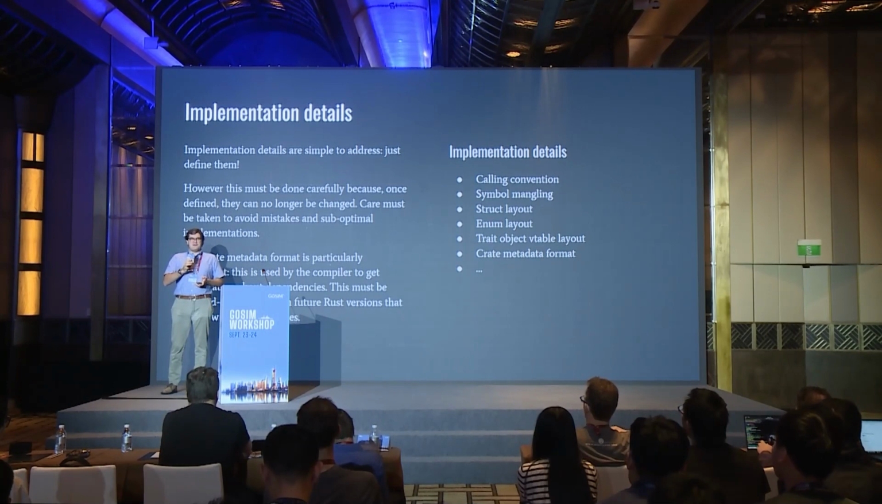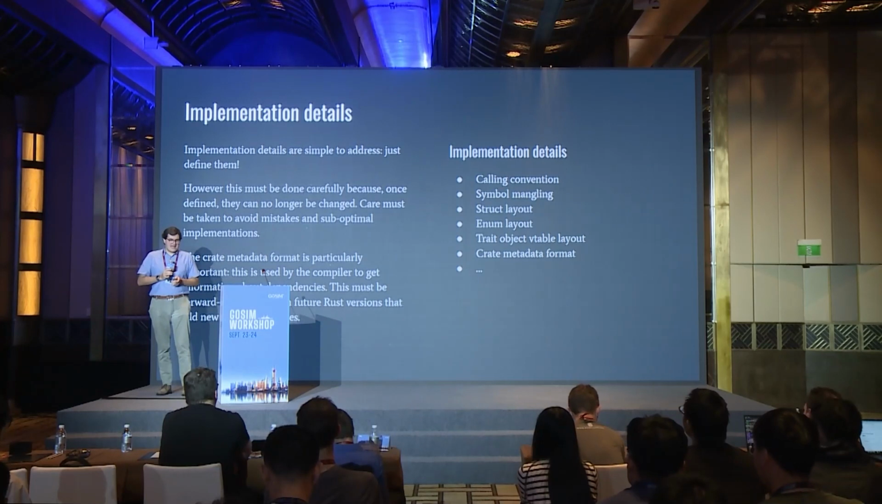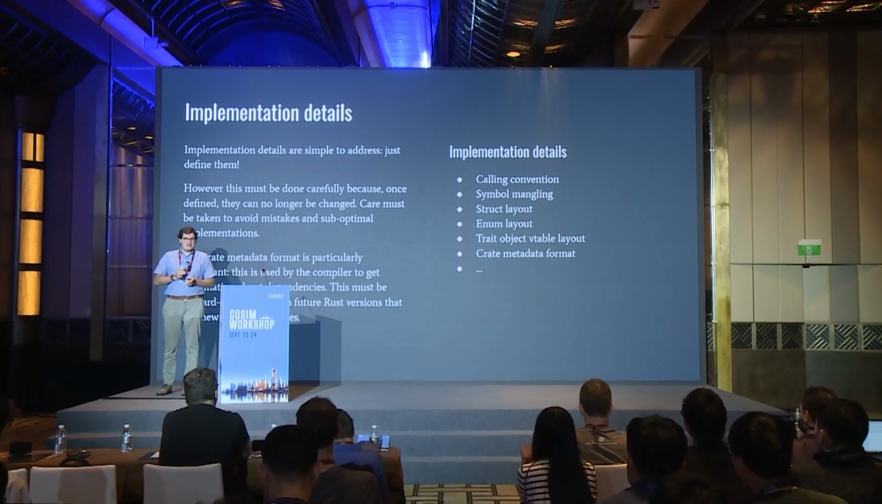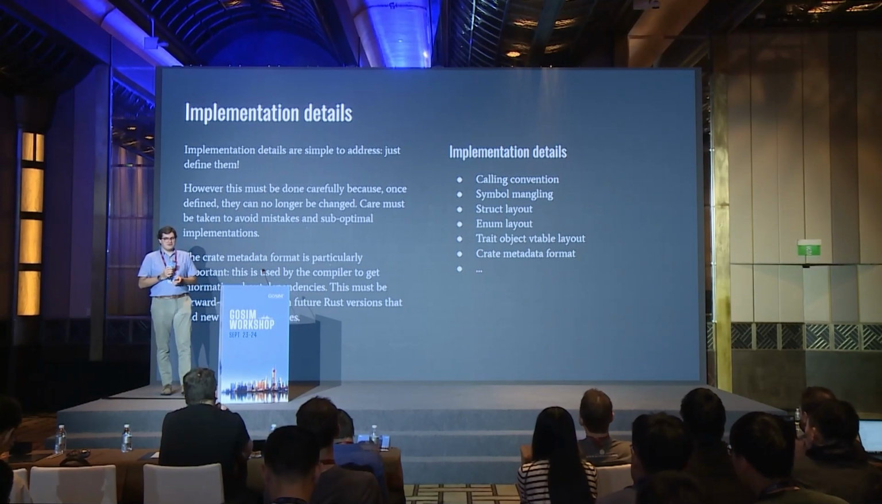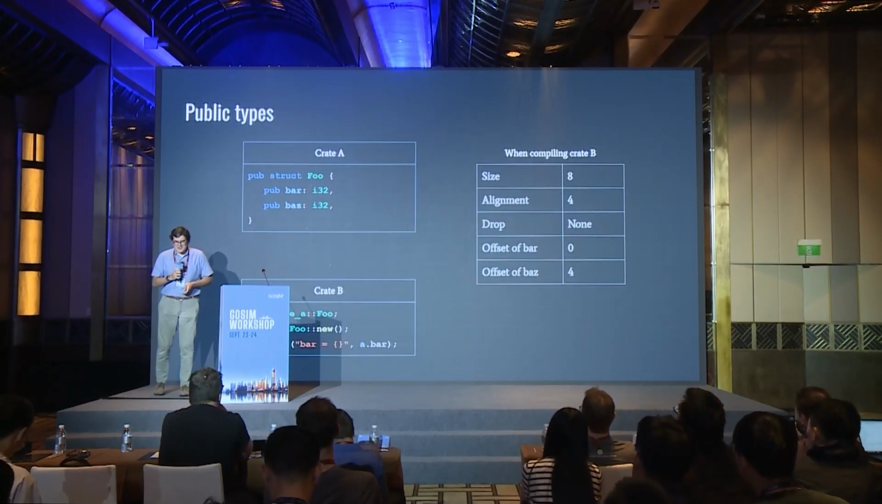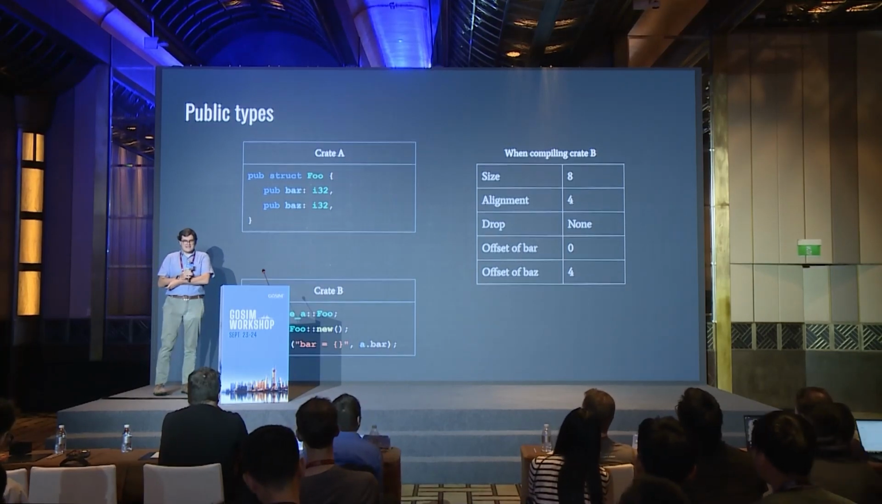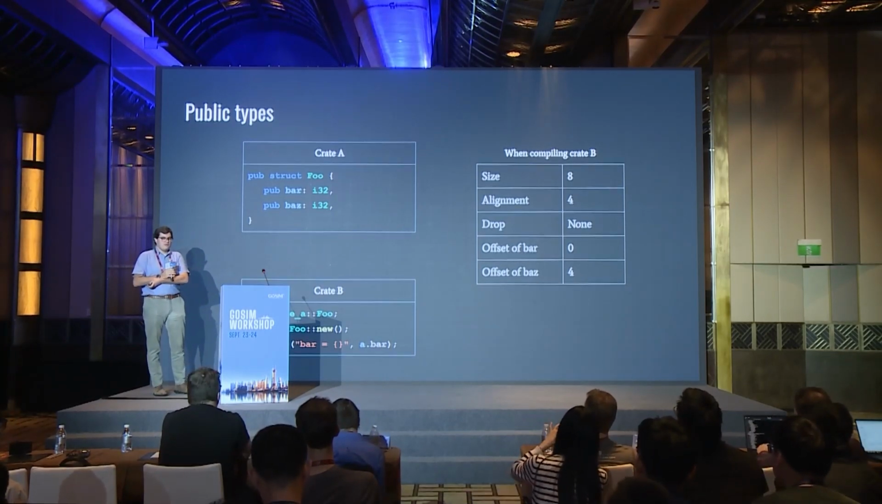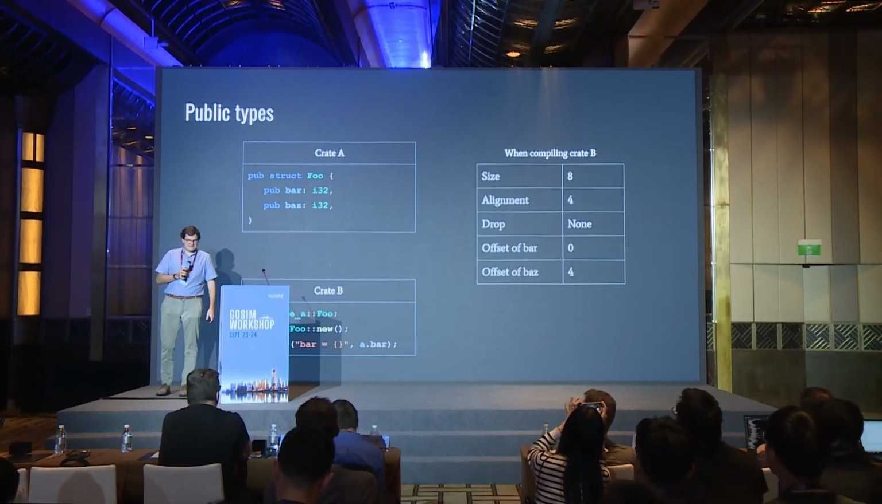Again, this sounds simple, but is a hellishly difficult problem, which I am not going to get into in this presentation. Instead, I'll focus on the second half, which is the problem of implementation details leaking across crate boundaries. Consider two crates, A and B. Crate A defines a struct with two public fields, and crate B uses this struct.